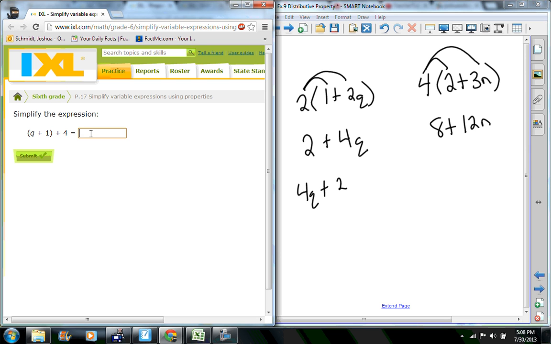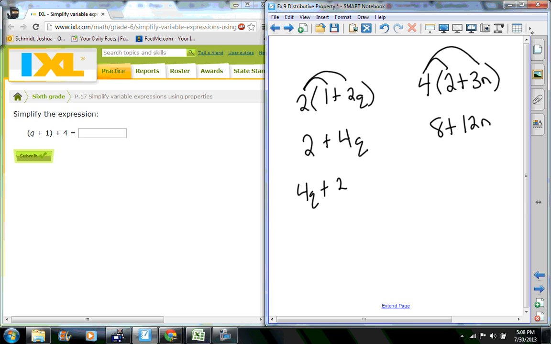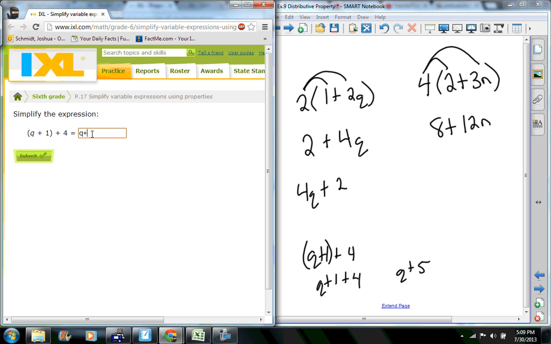Okay, so here's a different one to look at. So then we have q plus 1 plus 4 with the parentheses here. Now this one is not a distributive property because we have that addition sign right there. Therefore, we can ignore the parentheses and write it like that. And now we just add the 1 and the 4 together. So we get q plus 5. Or you could write this as 5 plus q. It would be the same thing.